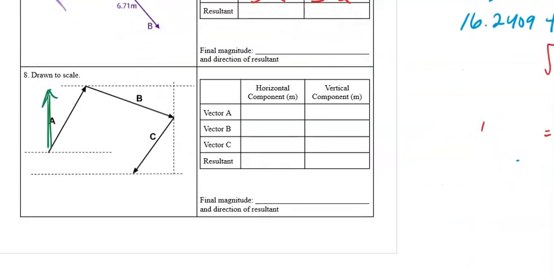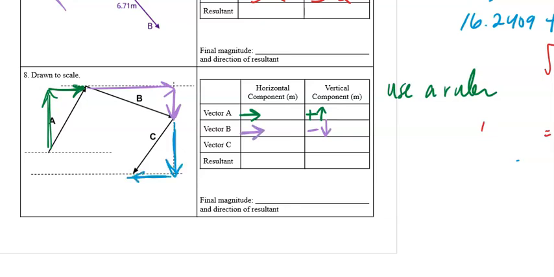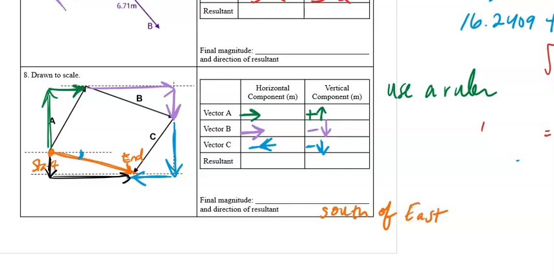Okay, for number 8, you just need to use a ruler, so you can just measure them out. I know that measuring on my computer is not going to work out, but I can help you with the positive and negatives. Okay, anything down is a negative, anything to the left is a negative. My resultant is the orange arrow, down and to the right. That direction is going to be south of east.